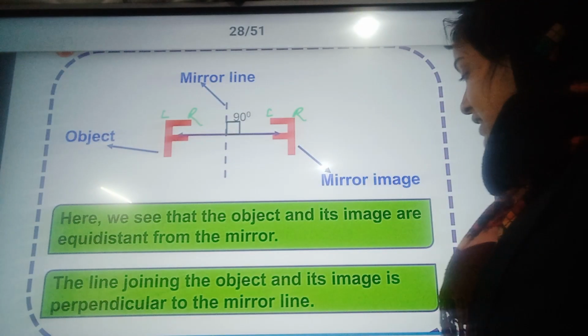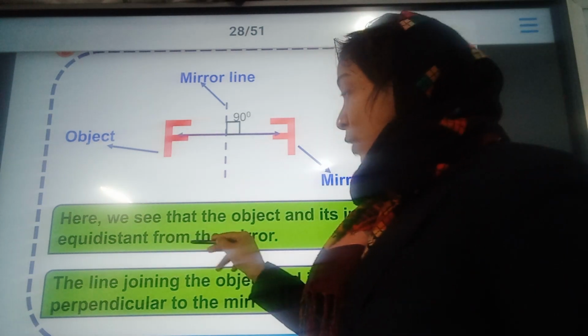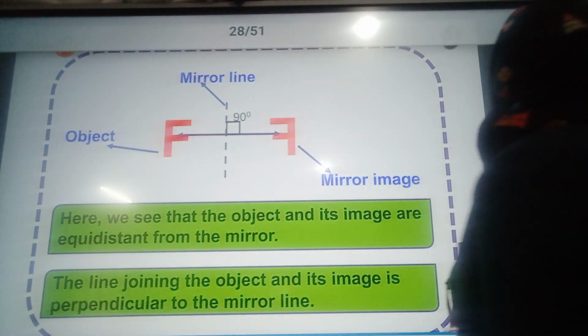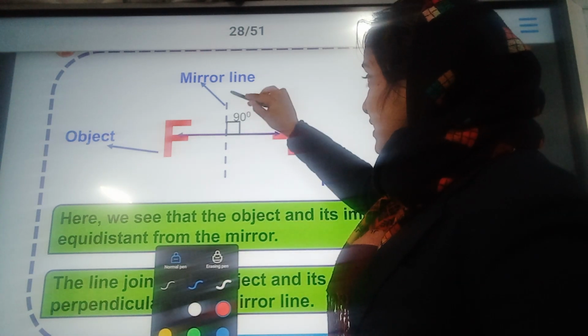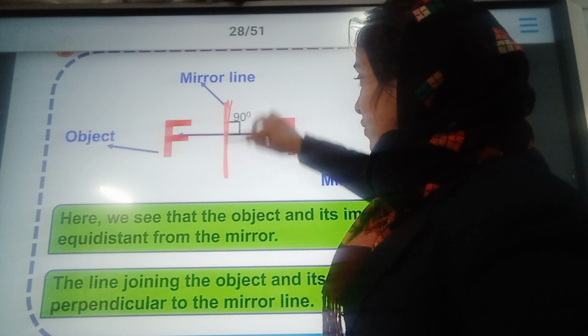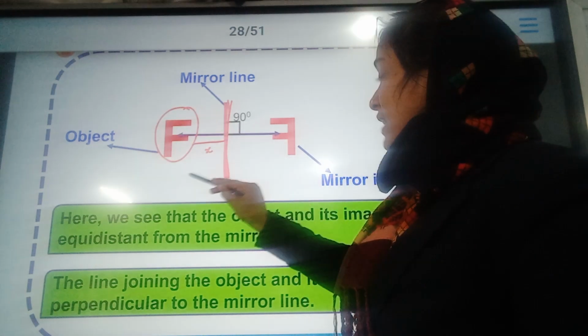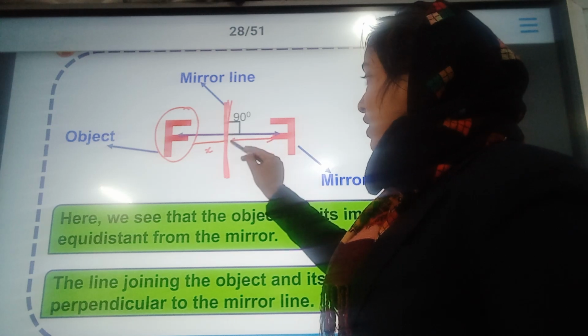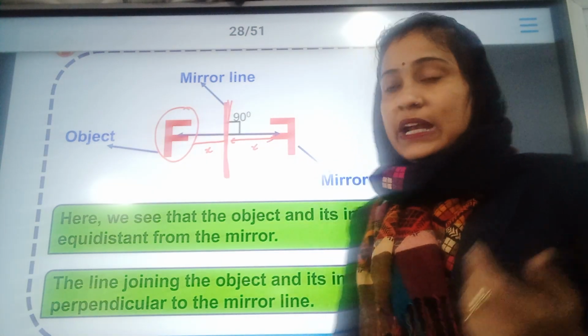So what we can say here is that the object and its image are equidistant from the mirror. If I say that this is the mirror, the distance of this object from the mirror, if I say this is x, the same distance will be of the image from the mirror. So that means they both are equidistant.